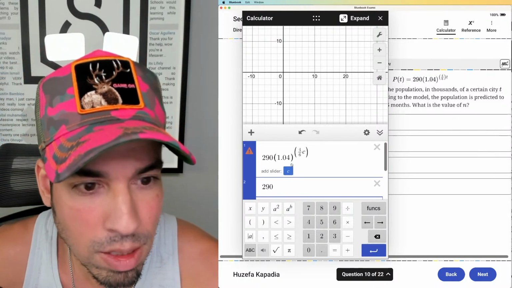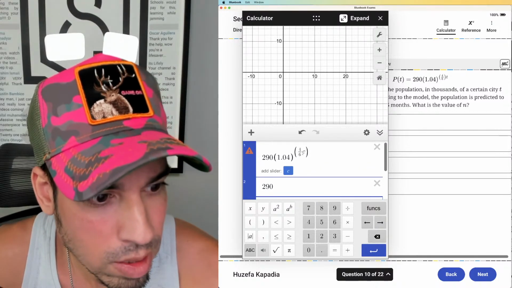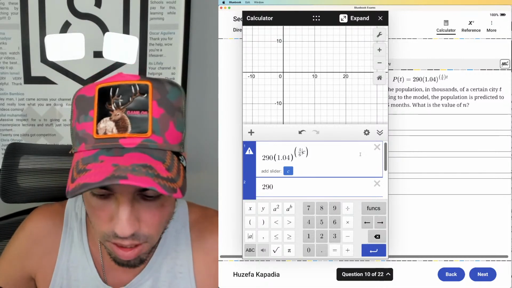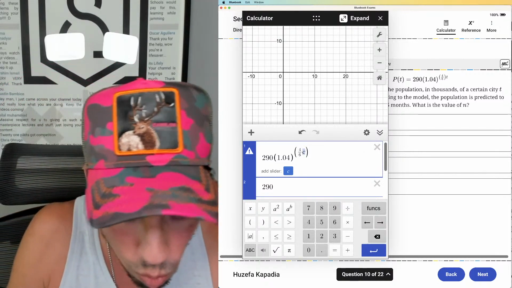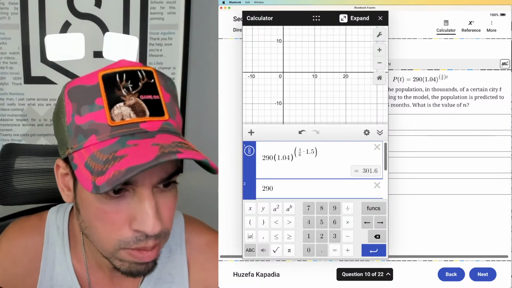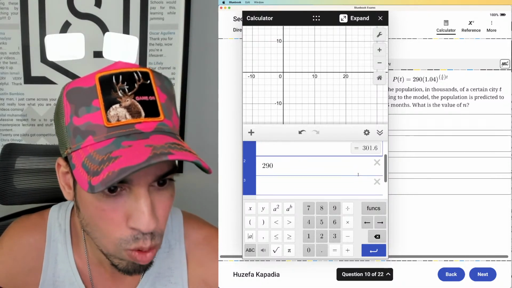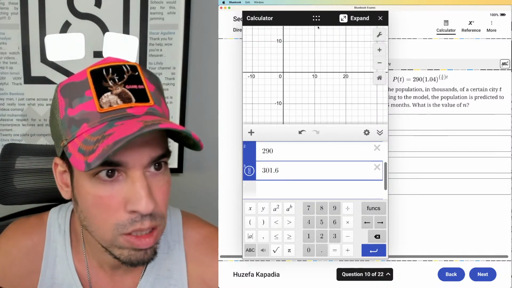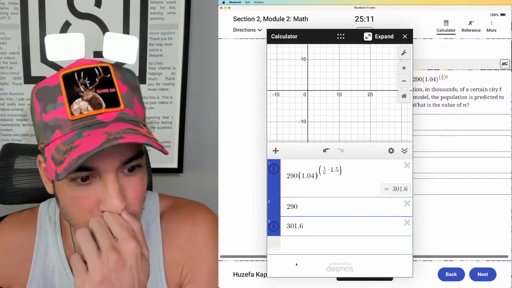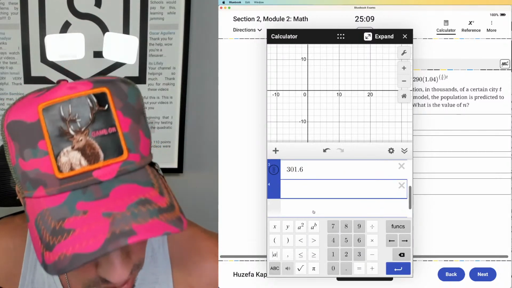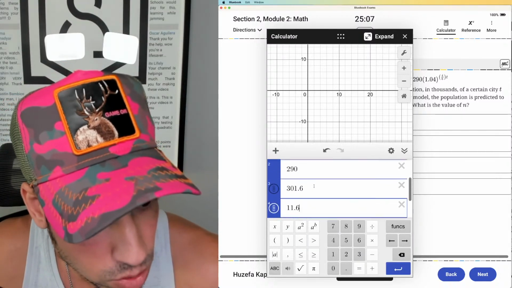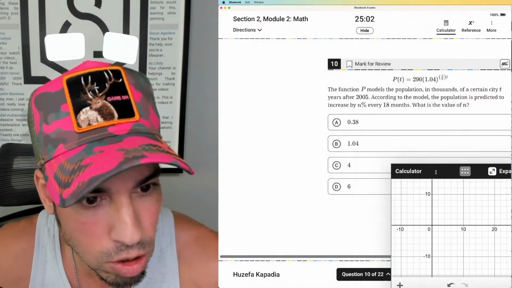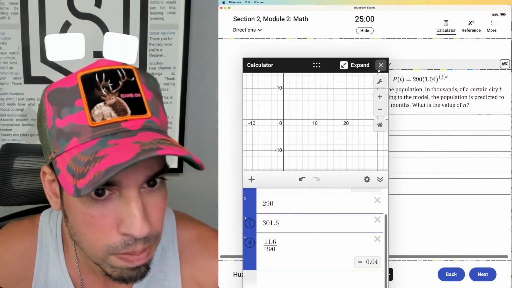Now, we need to see what this gives us after 18 months. Now, t is in years. So 18 months is 1.5 years, okay? So that's 301.6. So we want to know, what is that percentage increase? It's going up by how much in 18 months? Well, how much did it go up? 11.6, right? You can just take the difference of these two, 11.6. And then we want to know what is that as a percentage out of the original, which is 290. And there you go, 0.04, which is 4%.